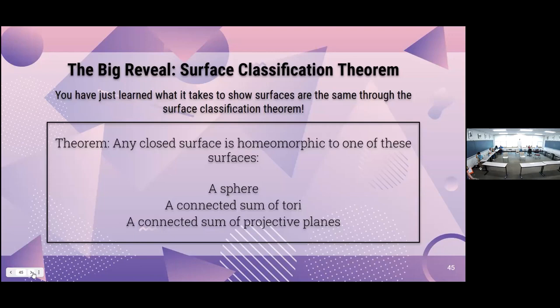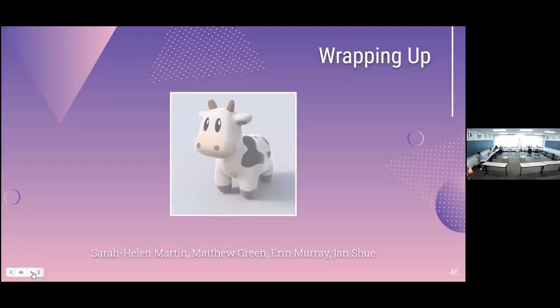Next we have the surface classification theorem. We've just learned what it takes to show surfaces are the same through the surface classification theorem. Any closed surface is homeomorphic to one of these surfaces: a sphere, a connected sum of tori, or a connected sum of projective planes. Now that we have mastered the surface classification theorem, you can now determine when two objects are the same. For example, if we calculate the Euler number for this cow, it would be 2.